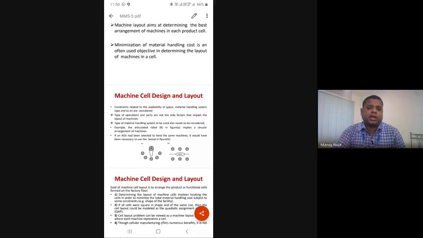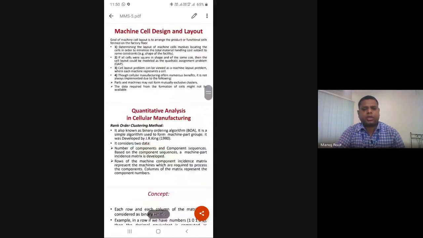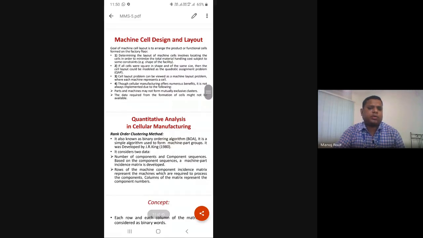The next part is the type of material handling system to be used, which also needs to be considered. For example, an articulated robot, as we already discussed, implies a circular arrangement of machines. If automated guided vehicles should be arranged in between a number of cells and have been selected to tend the same machines, it would be necessary to use the layout which is already shown in the figure below.